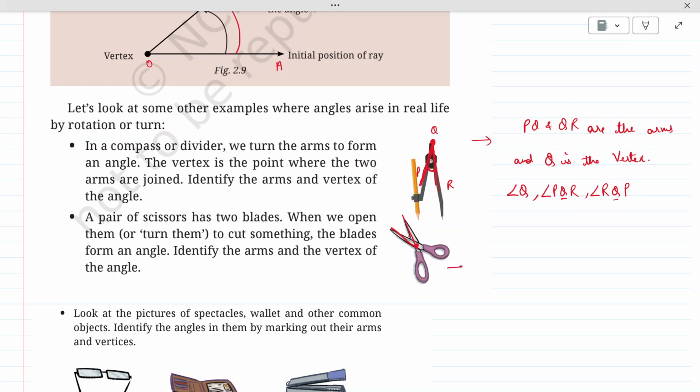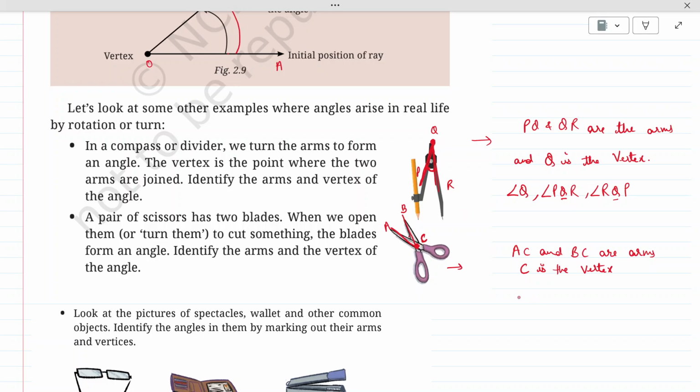Next, let us go for scissor also. So in the case of scissor, I am marking it as A, B, and this one is C. I'm marking the vertex as C. So here AC and BC are arms and C is the vertex, right? C is the vertex, the point joining these two.